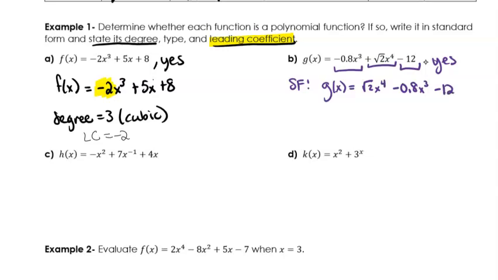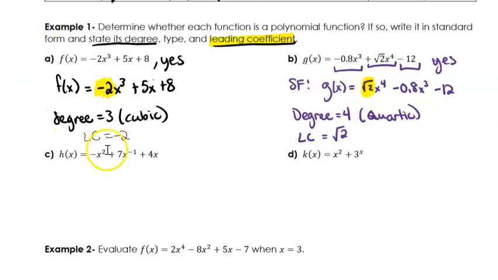So that's standard form. The degree is the highest power. The highest power is 4. And so that means the type of it, when it's a degree of 4, is quartic. You can just look back up on our chart to tell quartic. And the leading coefficient is the number in front of the term with the highest power. So x to the 4th is the highest power. The coefficient of that is square root 2.